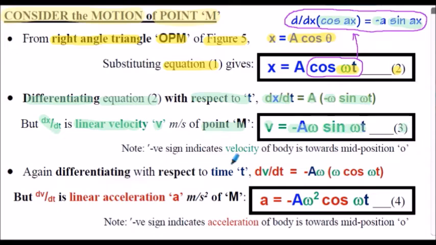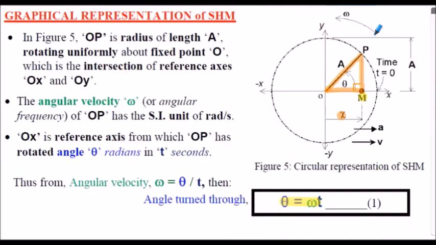Just note that the negative sign indicates the velocity of the body is towards the mid position O on our diagram. So for the position shown at angle theta and our direction of omega here, the velocity v would actually be negative to the convention shown on the diagram.